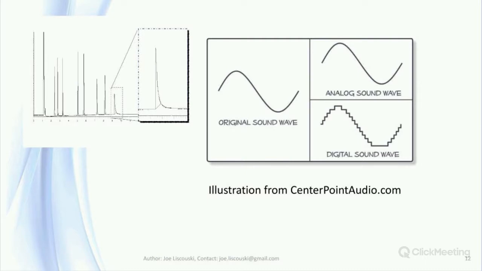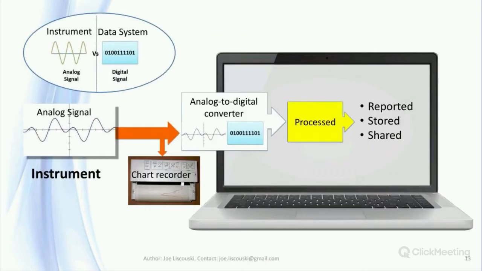The impact this can have on your data is that if the sampling rate isn't fast enough to adequately represent the instrument output, small peaks can be missed and larger ones can be misrepresented, with errors in the subsequent analysis.